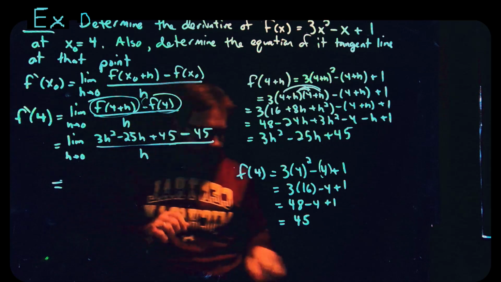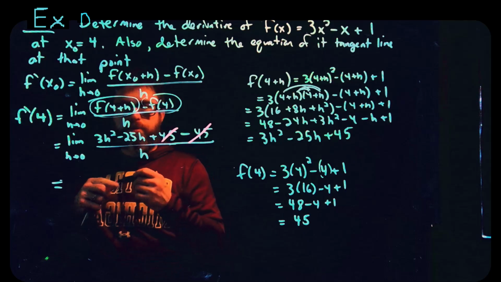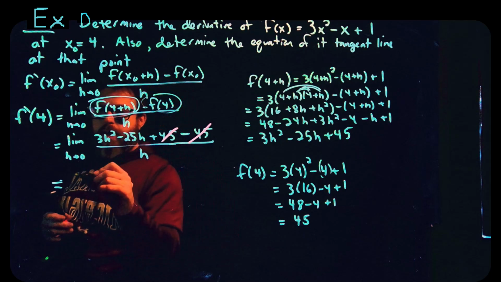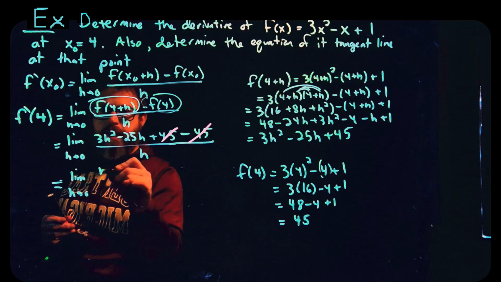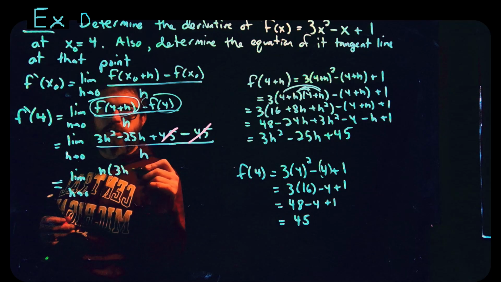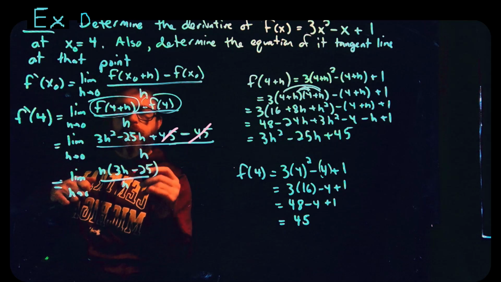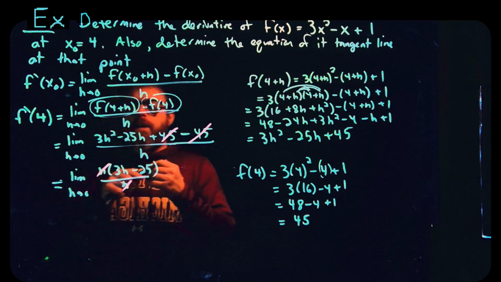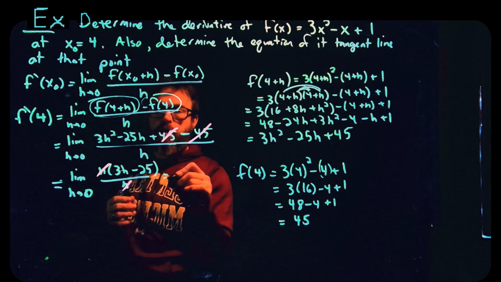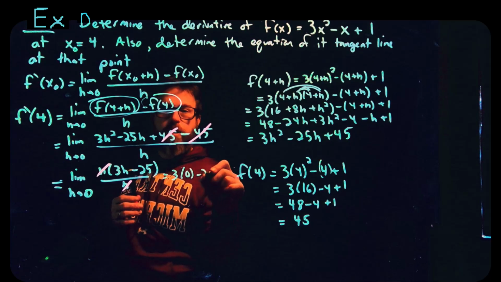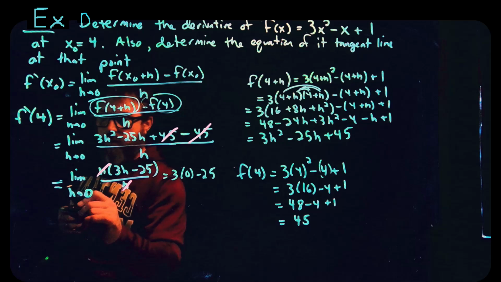Now, we can see that a little bit of stuff simplifies. So the 45 goes away. And now what I can do here is, since everything up here has an h, I can factor an h out. So this would be 3h plus 25 all over h. And now that the h is canceled, and this function is now defined at h equal to 0, we can plug in 0. 3 times 0 plus 25 is going to be equal to 25.